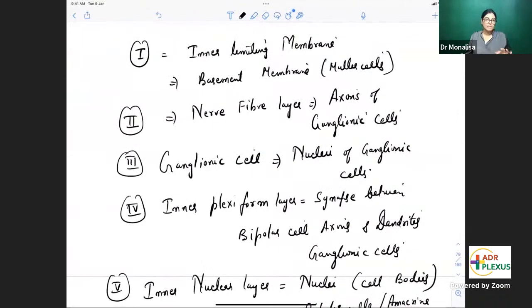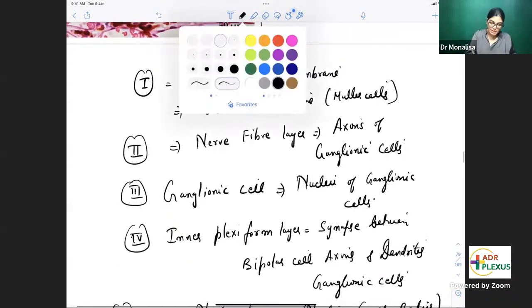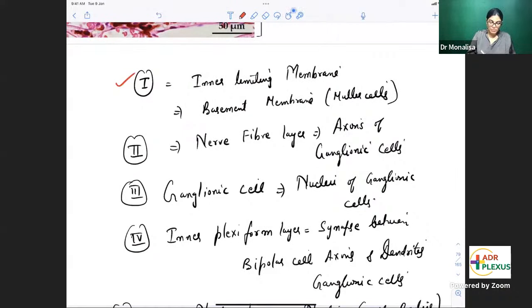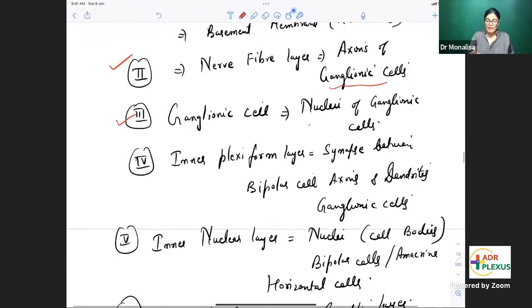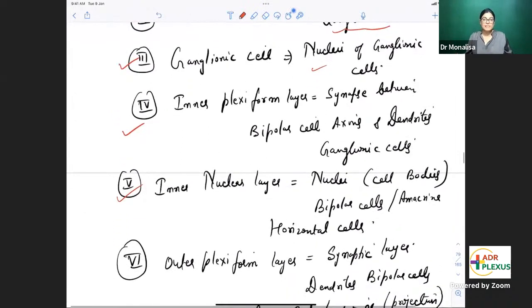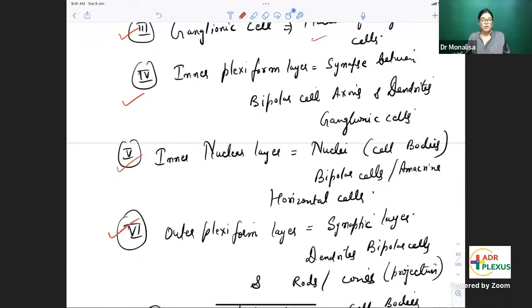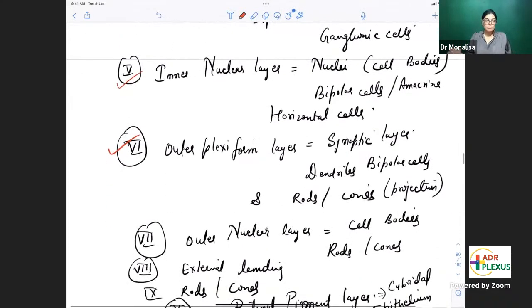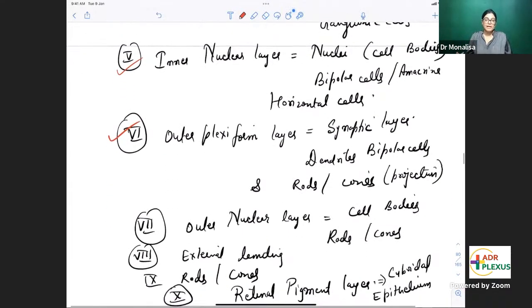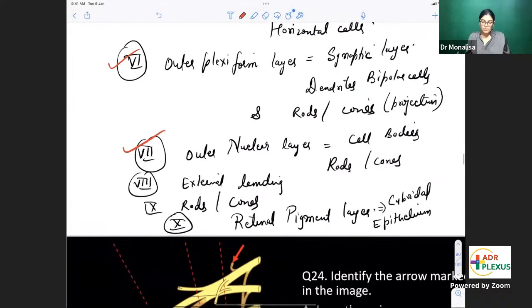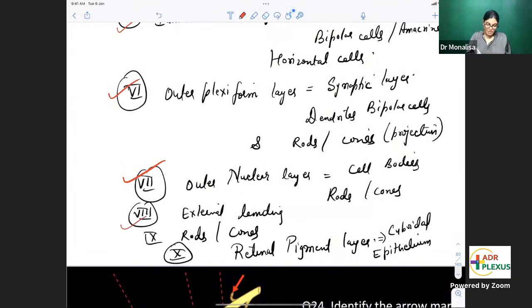I have written the name and what it contains: inner limiting membrane, nerve fiber layer, ganglionic cell layer, inner plexiform layer. The first layer is the inner limiting membrane, the basement membrane of the Müller cell. The nerve fiber layer is the axons of ganglionic cells, and the ganglionic cell layer has the nuclei of ganglionic cells. Inner plexiform is the synapse between bipolar cells and ganglionic cell dendrites. Inner nuclear layer is the nuclei of the cell bodies of bipolar cells mainly. Outer plexiform is the synapse between the dendrites of bipolar cells and rods and cones. Outer nuclear layer is formed by the cell bodies of rods and cones, then the external limiting membrane, then the rods and cones layer, and the next is the retinal pigment layer, which is made of cuboidal epithelium.